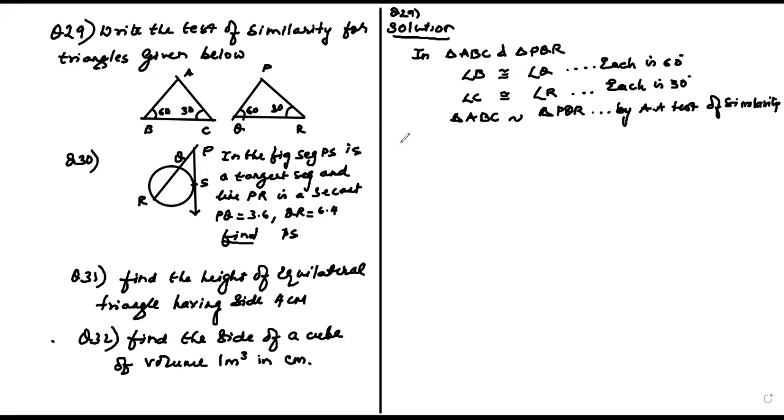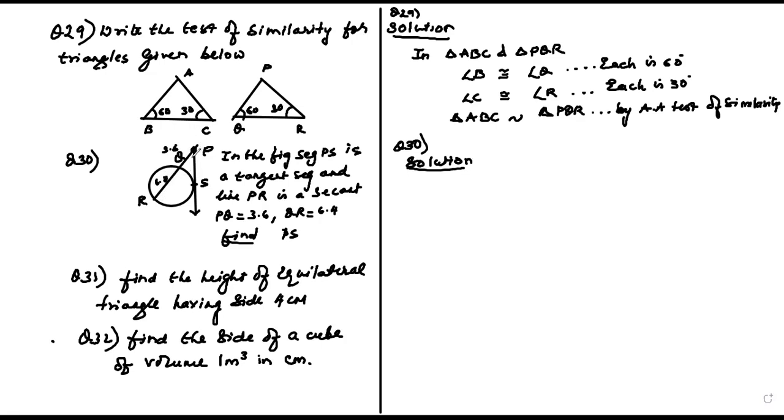Now I go to the solution of question number 30. Just have a look at this sum, children. Very important, okay? PQ is given as 3.6, this length is 3.6, and QR is given as 6.4. But what is our formula?